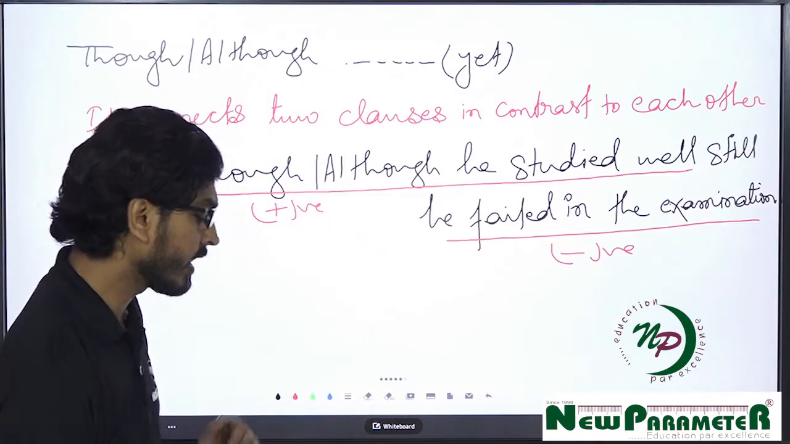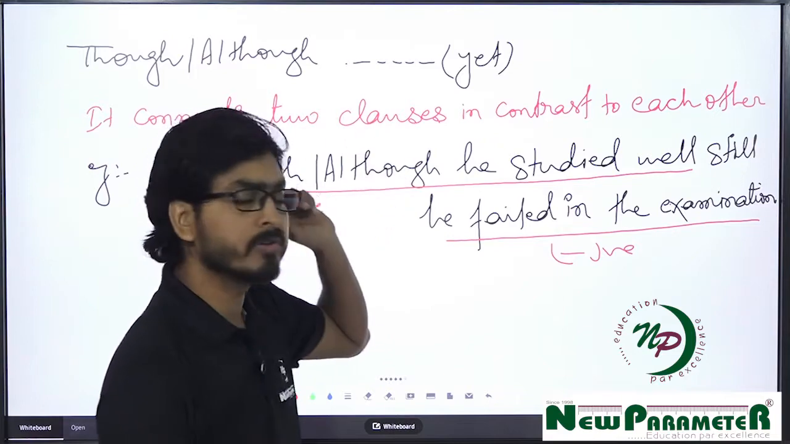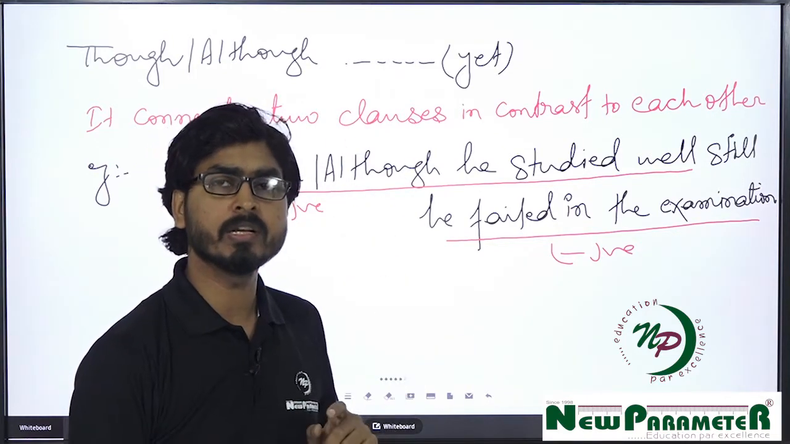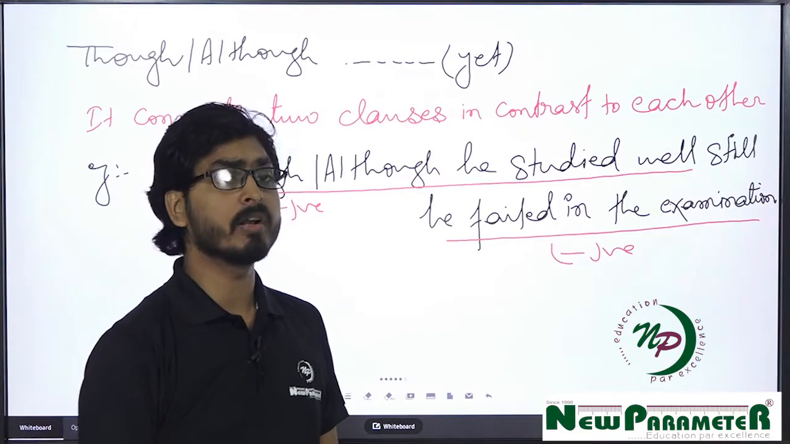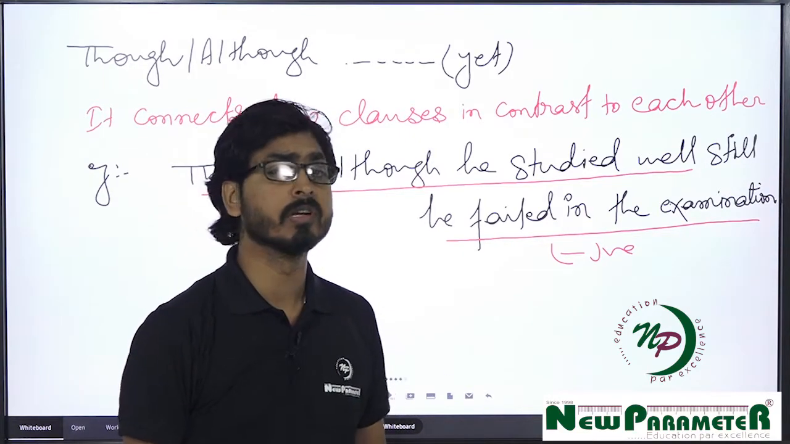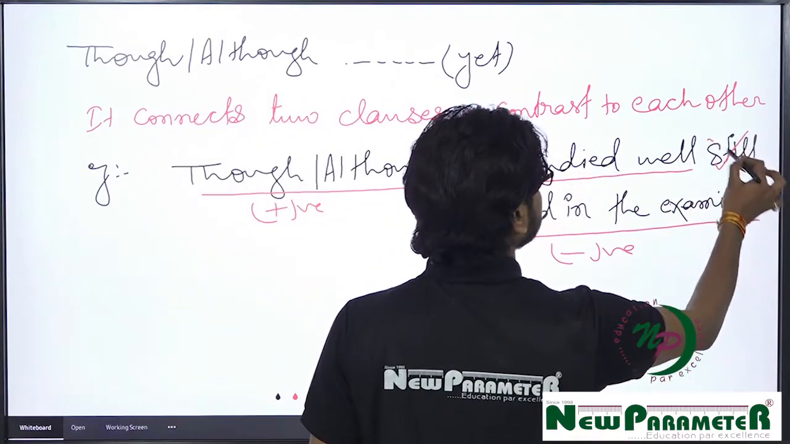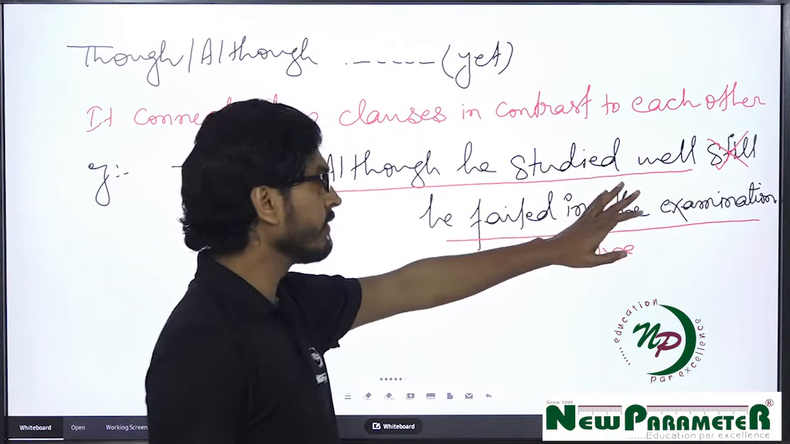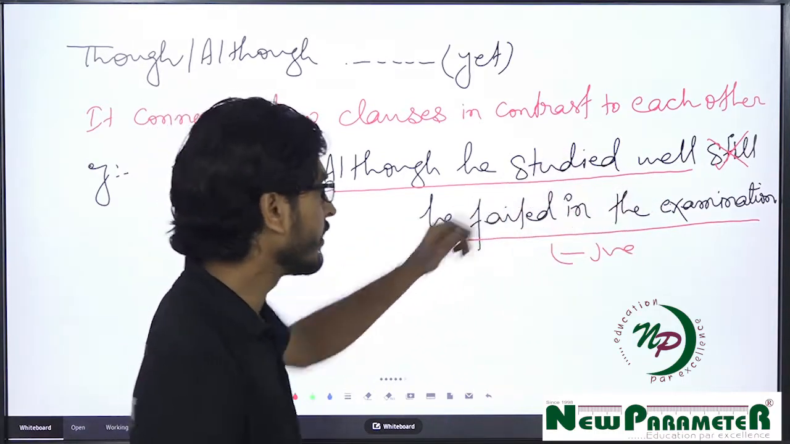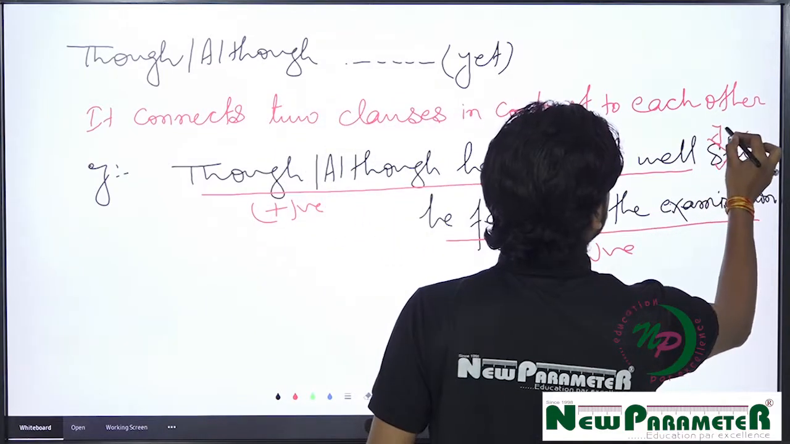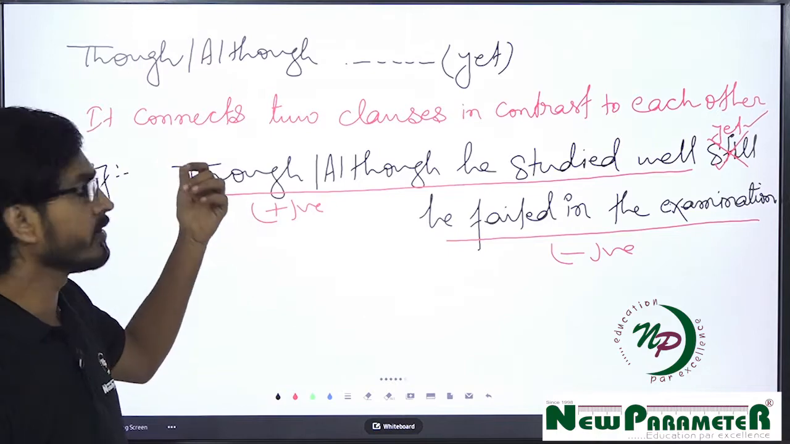But one thing we have to watch here, that we are allowed to use only yet. If yet is there, it's fine. If yet is not there, again it is fine. But we are not allowed to use any other word. Unlike this one, we have used here still, it's totally wrong. If you leave the sentence like this, the sentence will be correct. But if you want to use yet, the sentence will be perfectly fine. So this is all about though, although and yet.